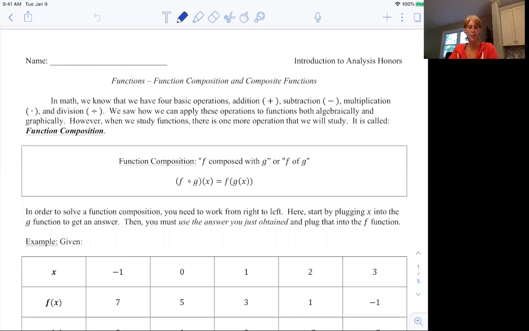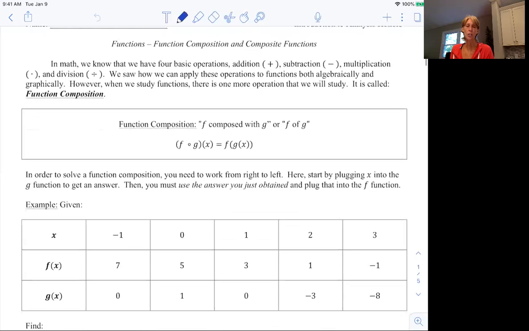Hey everybody, today we're still in our functions unit and we're going to be talking about function composition and composite functions. So in math, we know that we have four basic operations: addition, subtraction, multiplication, and division. We saw how we can apply these operations to functions both algebraically and graphically. However, when we study functions, there's one more operation that we will study, and it's called function composition.